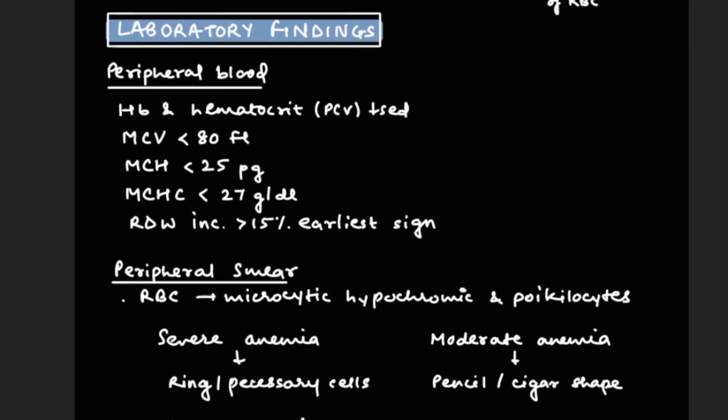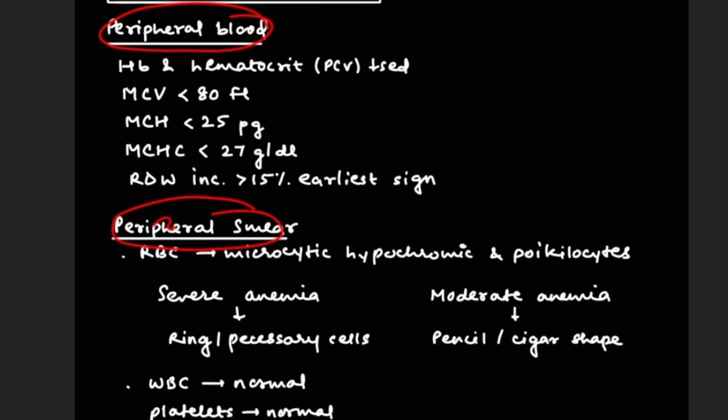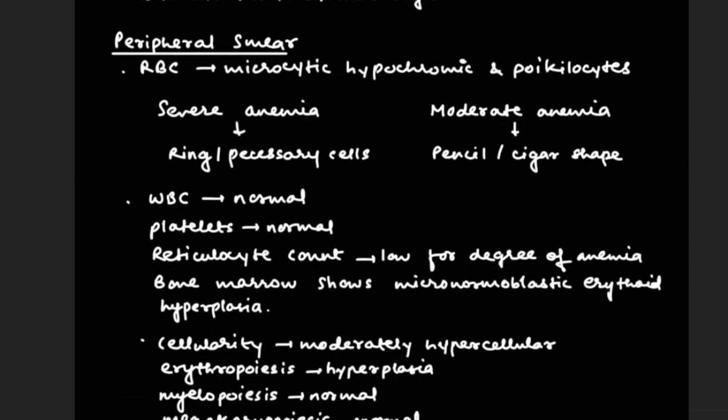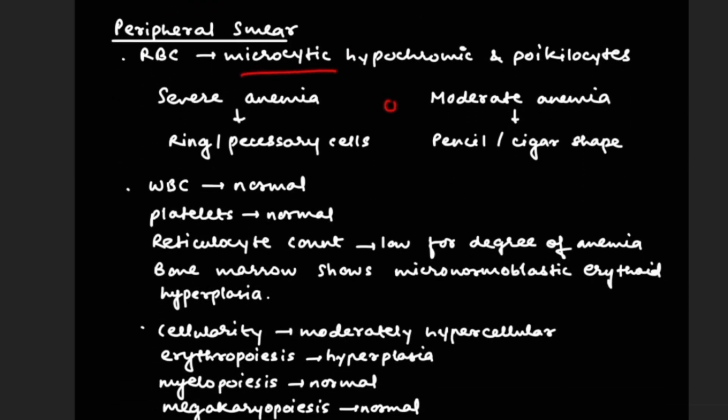Now there are some laboratory findings. First is of peripheral blood, then of peripheral smear. In peripheral blood, the Hb as well as hematocrit will get decreased. Now what do you mean by hematocrit? It is the packed cell volume of RBCs. Then MCV, MCH, MCHC levels all get decreased, as well as RDW, the red cell distribution width, will get increased. In the peripheral smear, RBCs will be microcytic, meaning the size of RBC gets small, as well as hypochromic, and poikilocytes will also be there.